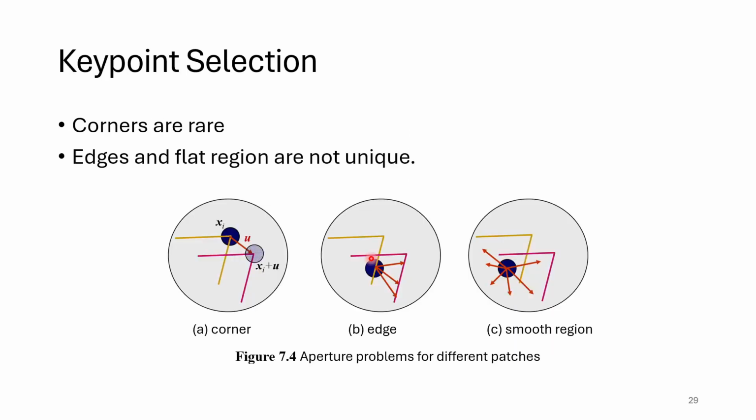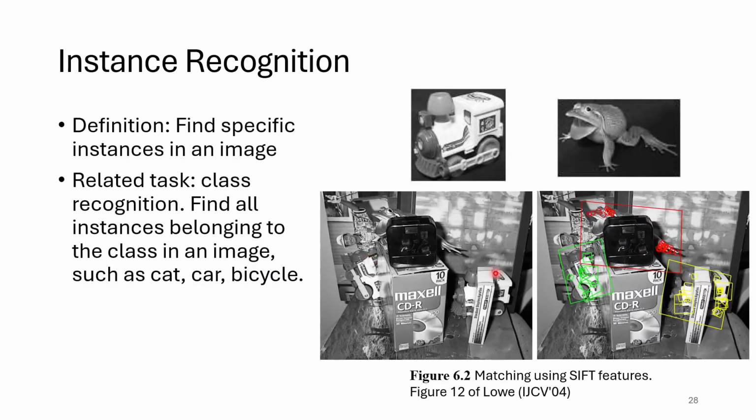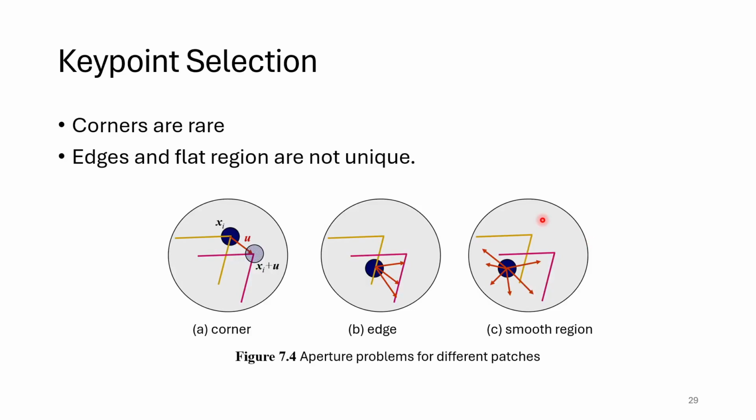Also, let's explain how they find the instance in the image. First, if you want to find it, you need some key points or features. How do you find a good key point? Let's see three examples. Suppose this is an image, and here are two edges. The crossing of two edges becomes a corner.